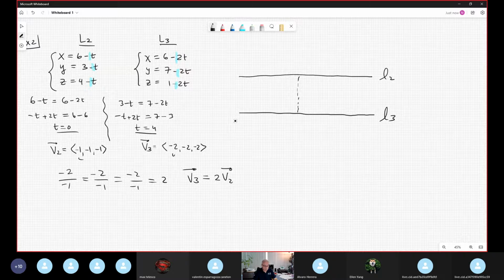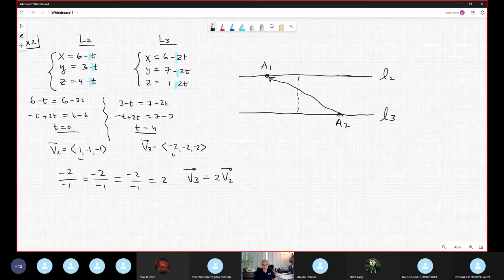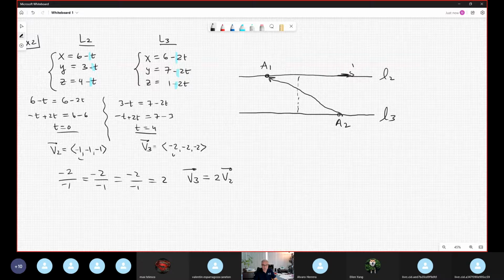To find that distance, we are doing a similar idea, very, very similar. You take one point A1 on line 2. You take another point A2 in an arbitrary position, totally arbitrary. You determine the vector in the direction that you prefer; that direction or that direction is not important. You have the direction vector B2, and you have the direction vector B3.